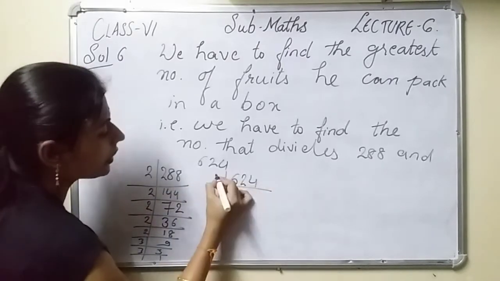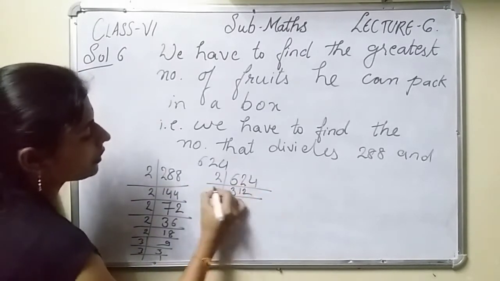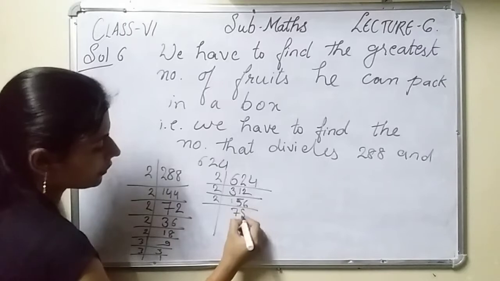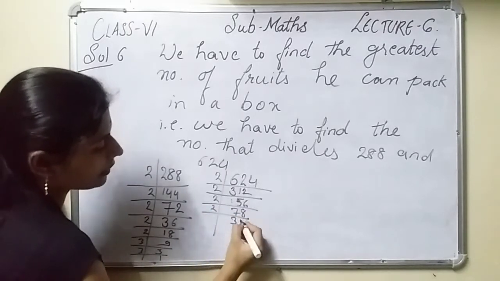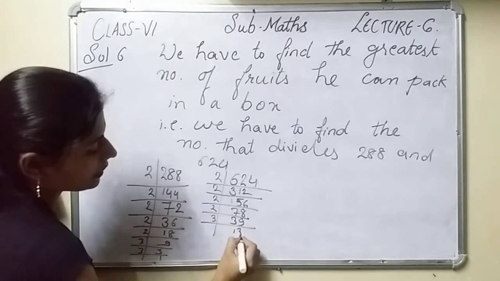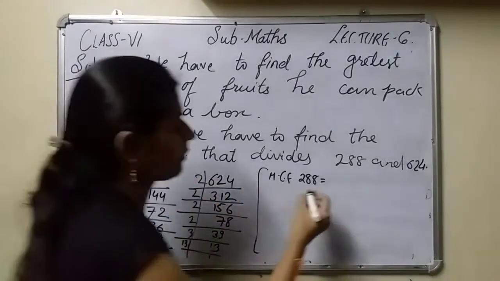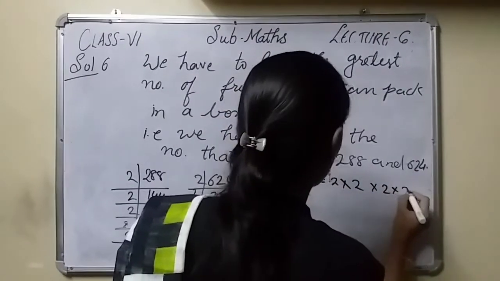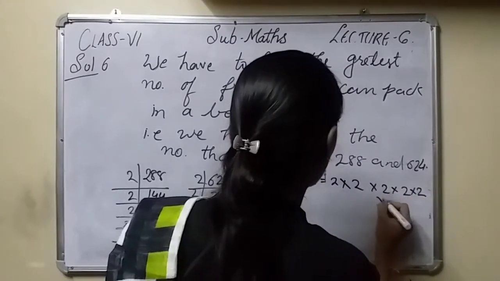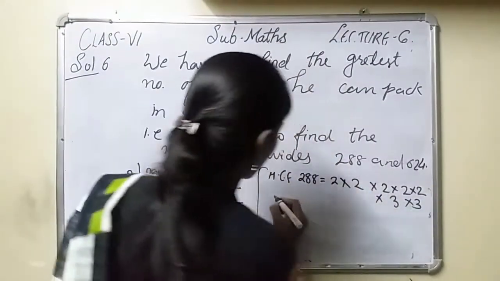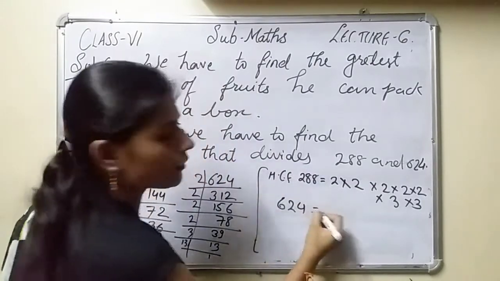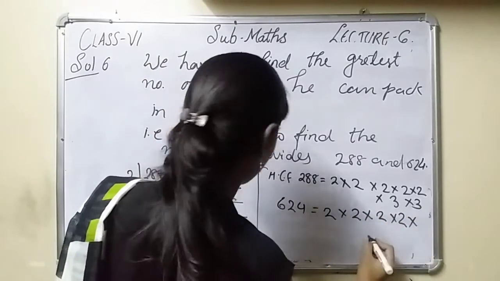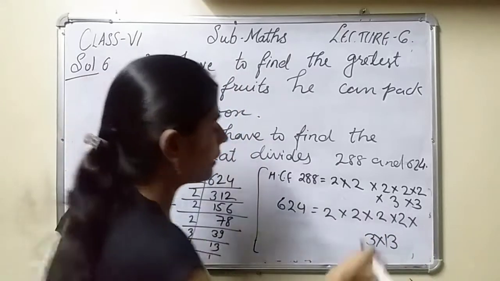2 3s are 6, 2 1s are 2, 2 2s are 4, 2 1s are 2, 2 5s are 10, 2 6s are 12, 2 7s are 14, 2 8s are 16, 2 9s are 18, 3 1s are 3, 3 3s are 9 and 13. The HCF of 624 is 13. Find the common factors.